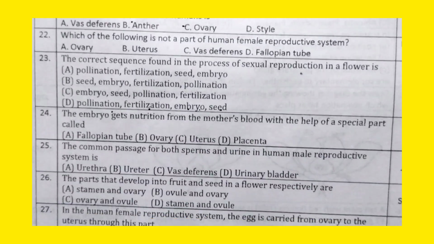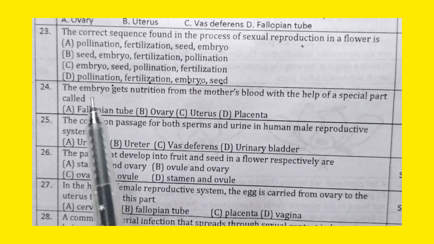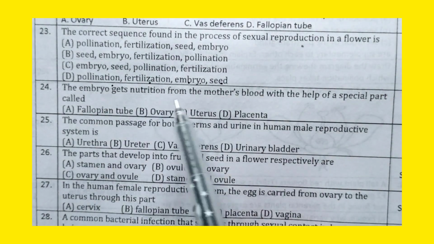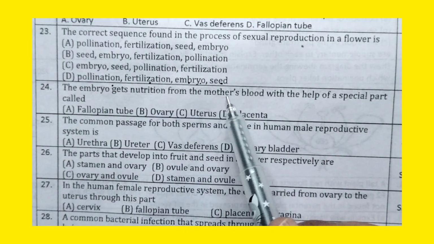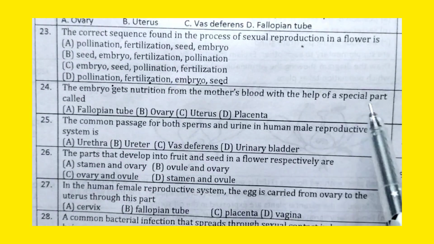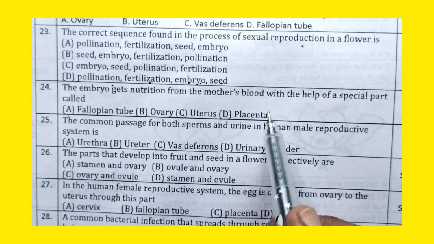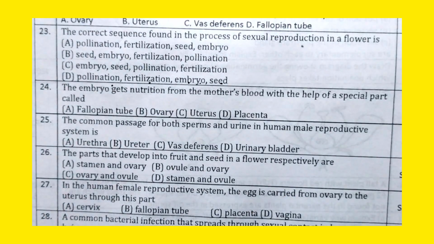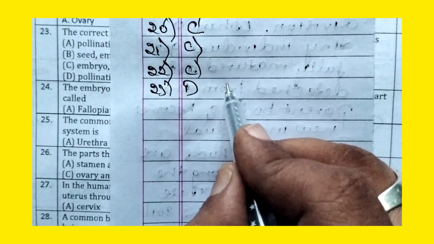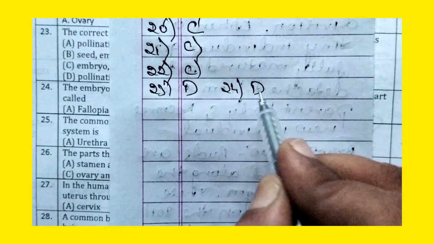Now let us move to the 24th question, that is, the embryo gets nutrition from the mother's body with the help of a special part. What is the name of that special part? That special part is called placenta. So the right answer for the 24th question is option D.